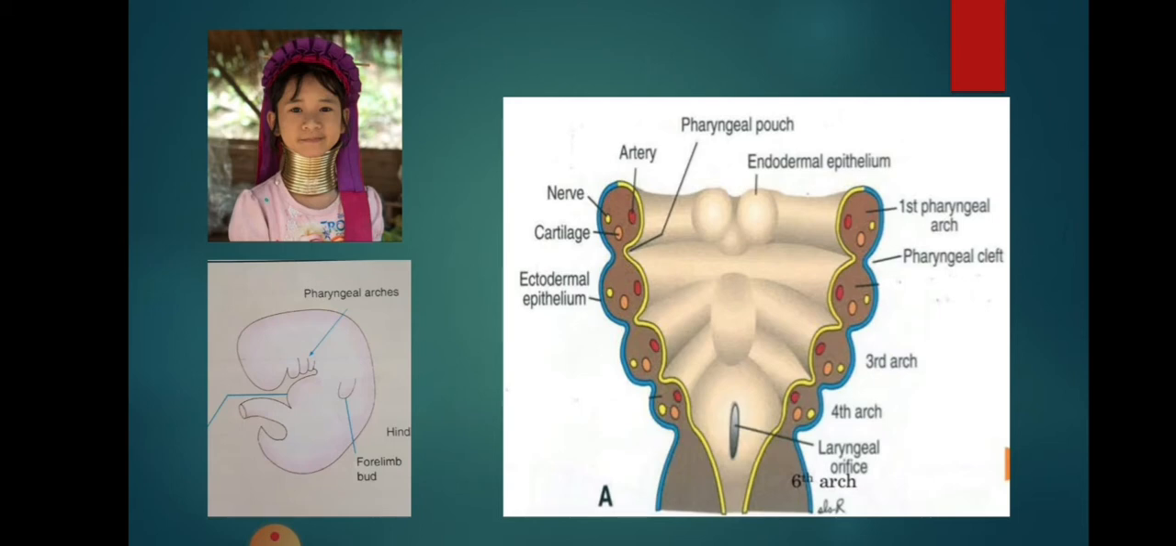The outer ectodermal lining invaginates to form ectodermal clefts, and the inner endoderm evaginates at the corresponding sites to form endodermal pouches. This invagination and evagination of the endoderm and ectoderm creates the ring-like appearance of the pharyngeal arches.